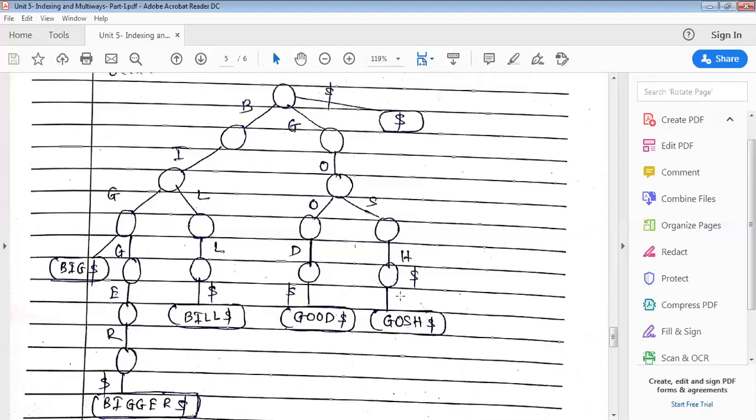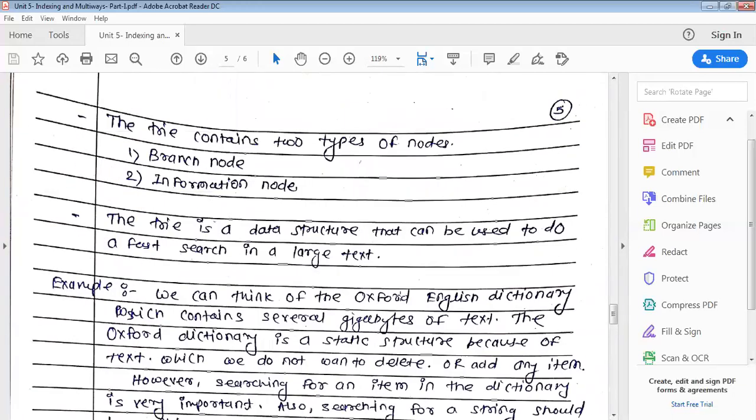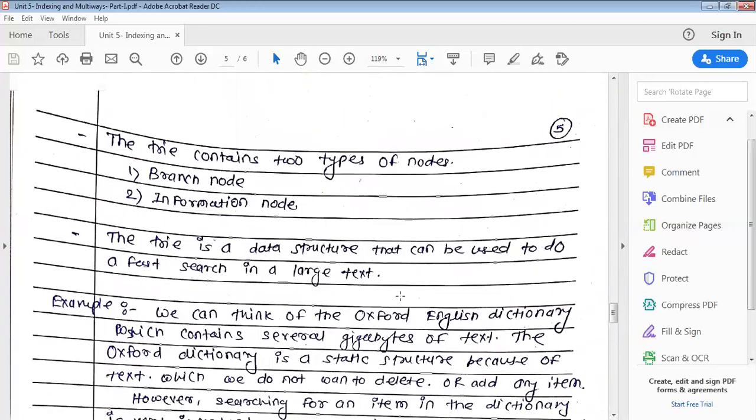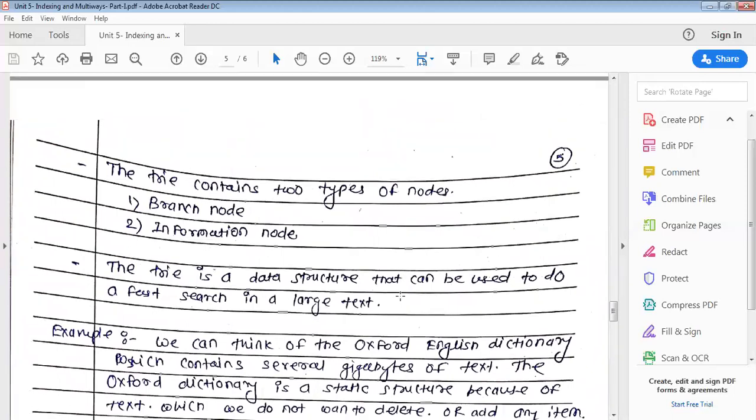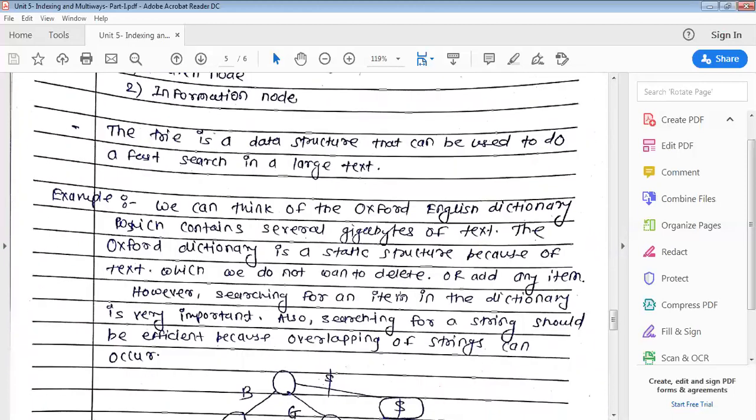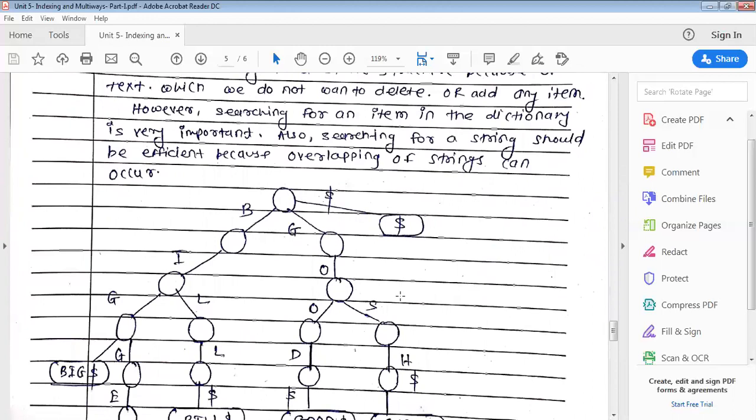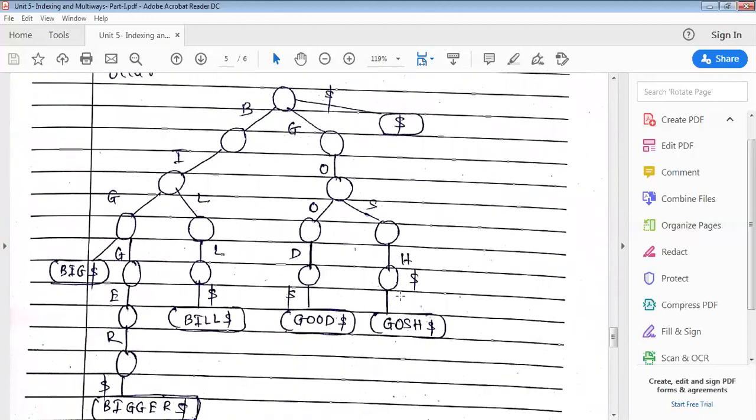This is the last topic, which is tries, and it shows two types of node, which are the branch node and the information node. I hope you understand better with the help of this example.